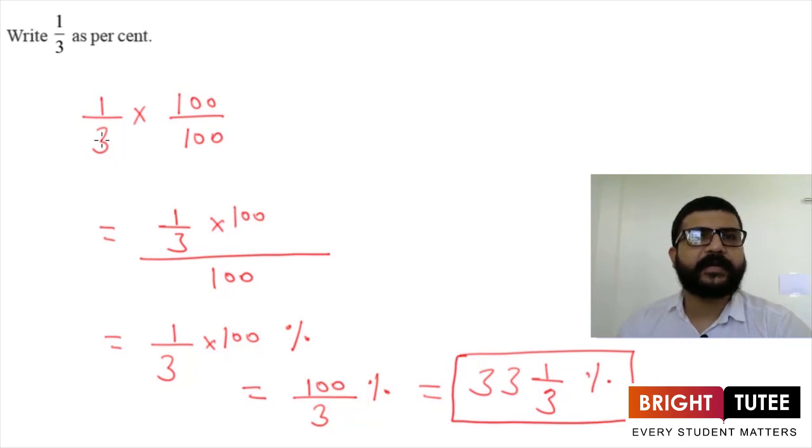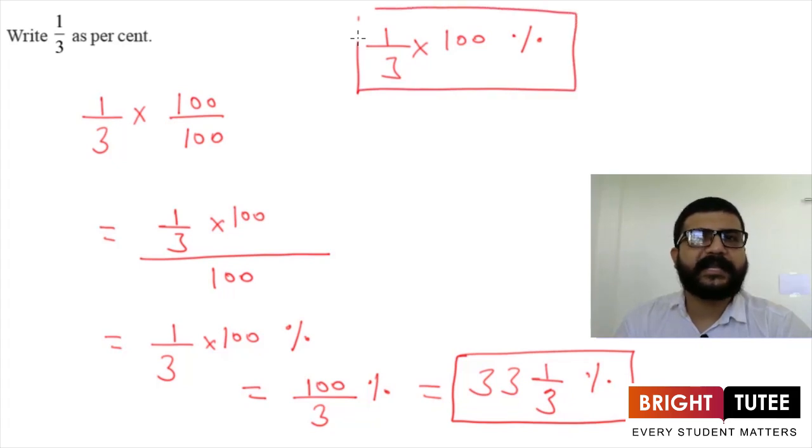So what we did, we have converted 1 upon 3 as a percent. So for converting a fraction into percent, what we have to do basically, we have to get the denominator 100. And how we did here, we just multiplied the given fraction with 100 upon 100. Now this gives us 1 upon 3 into 100 upon 100. Or what we can do, we can simply write 1 upon 3 into 100%. We can do like this also. Just multiply the fraction with 100 and write percent. This will be the percentage required.